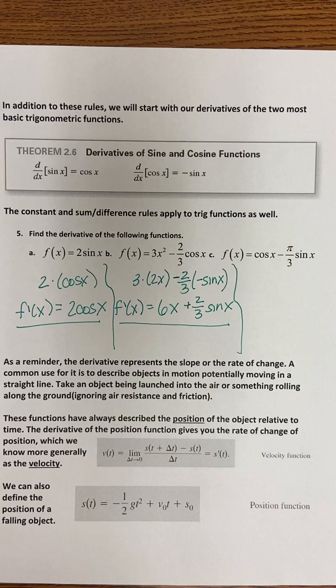Now, as a reminder, the derivative represents the slope or the instantaneous rate of change. And a common use for it is to describe objects in motion, particularly things moving in a straight line. In the past, in algebra, you've likely talked about the position of maybe an object that was launched into the air and then it's falling to represent its height, or possibly something rolling on the ground, its position. Now, these functions generally have always described the position of an object relative to time.